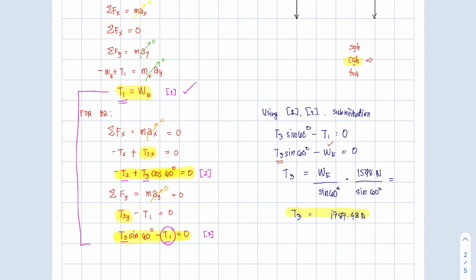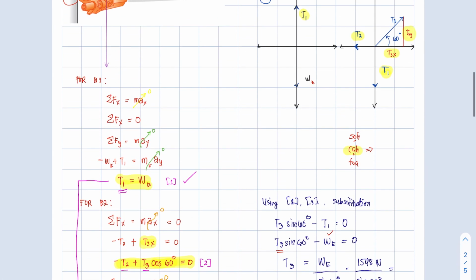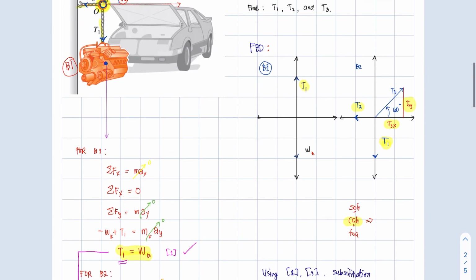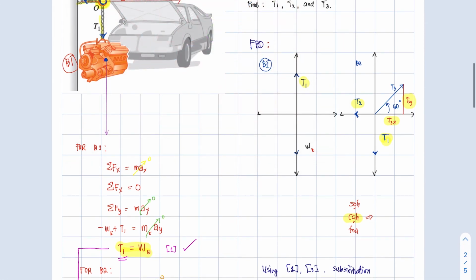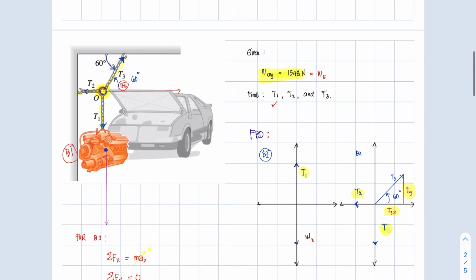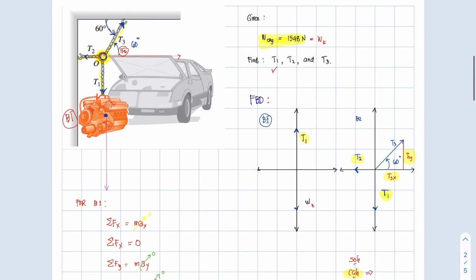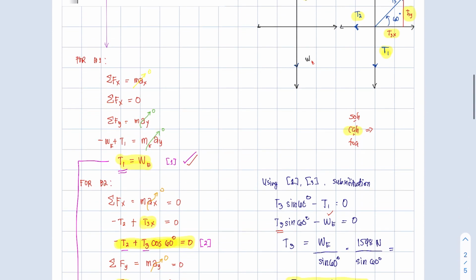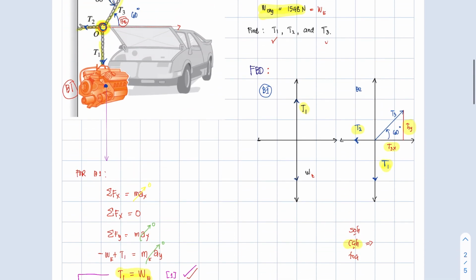So let's try to check from our asked quantities above, what are the quantities that we are able to resolve? So of course, we already resolved T1 because of this equation that the tension 1 is just equal to the weight of the engine, which is also given that the weight is 1548. So we have already solved T1. For T3, this is already resolved. So what I'm going to do next is to solve T2.